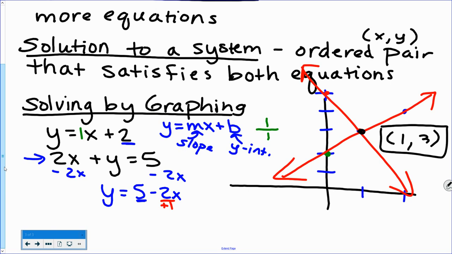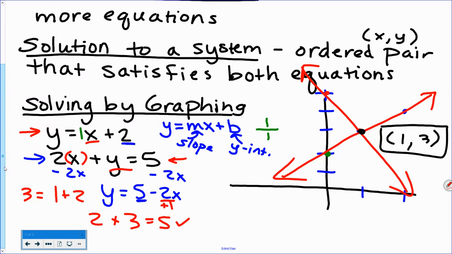Okay, you can test and make sure that this works. If I go back to the original problem and I replace the y with 3 and the x with 1, 1 plus 2 does equal 3. Great, that means that point works. If I test the second equation, 2 times 1 is 2 plus my y is 3, that does equal 5. We're good.